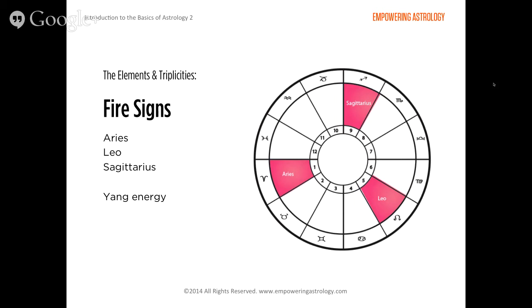Triangle. So Aries, Leo, Sagittarius, those are your fire signs. Fire is a very yang energy.